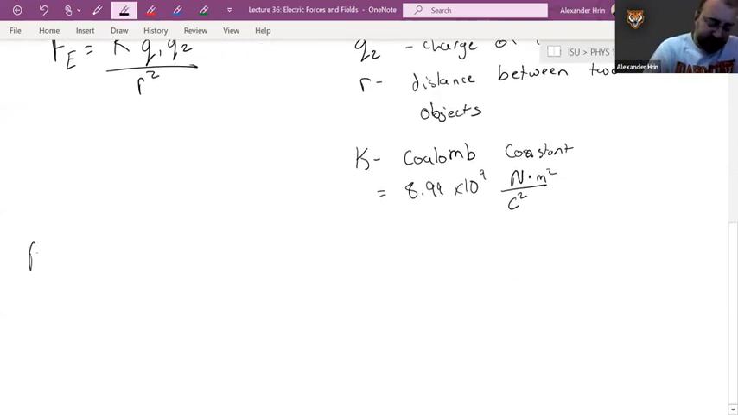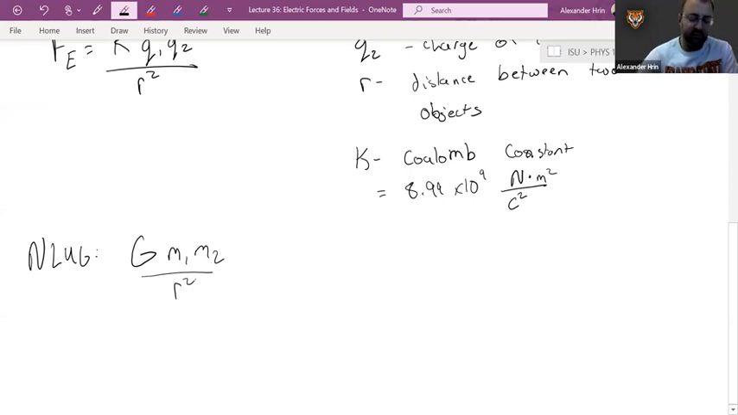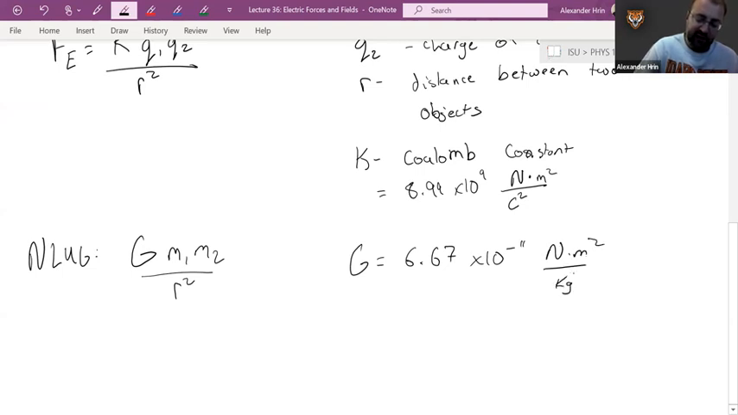Now, as a reminder, Newton's law of universal gravitation was the gravitational constant G times m1 m2 over r squared. So you can see that it's quite similar. We have a different constant, of course, where G was equal to 6.67 times 10 to the negative 11th, and the units were newton meter squared per kilogram squared. But the form is quite similar.